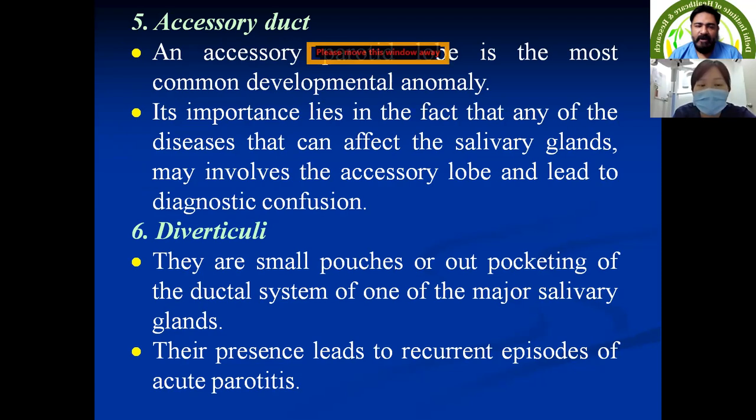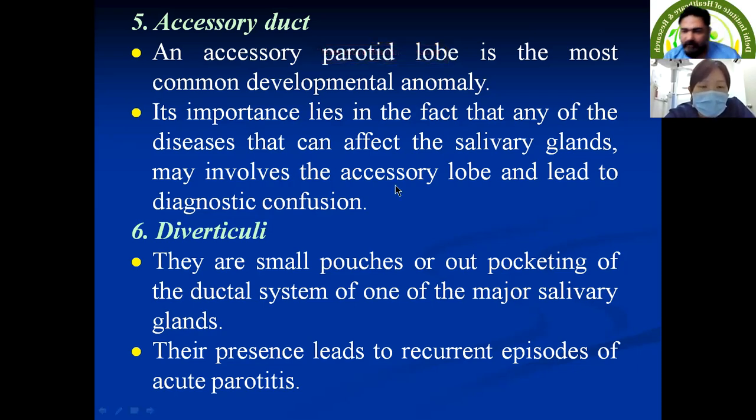Next is diverticuli. They are small pouches or outpocketings of the ductal system of one or more of the major salivary glands. See, the duct is coming, and in between the duct there is a small pouch. So what happens? A collection forms, and due to this, recurrent infections occur. It may form a stone and may block the duct, and there may be a bacterial infection. So recurrent parotitis is there.